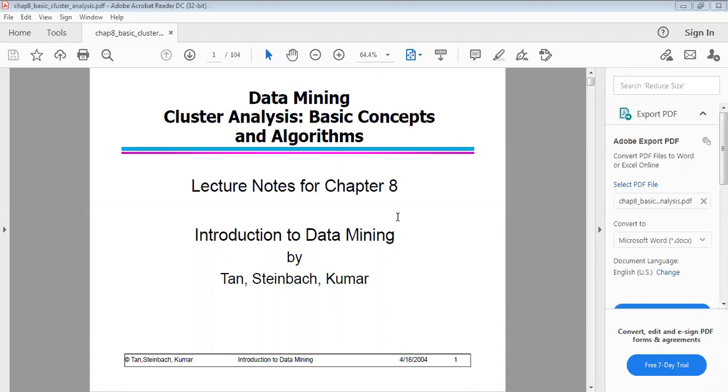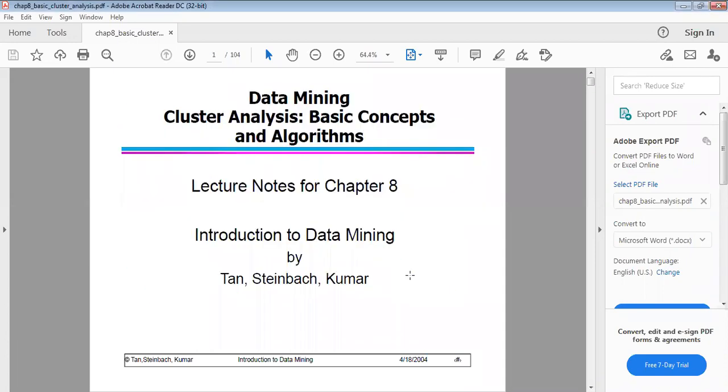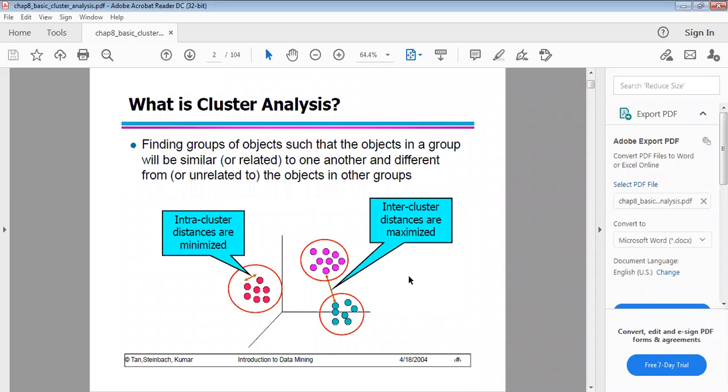So here it's the algorithm. What is cluster analysis? Finding the group of objects such that the objects in a group are similar to one another and different from the objects in another group. For example, here intra-cluster distances are minimized, so you consider these all as one group, and inter-cluster distances are maximized.